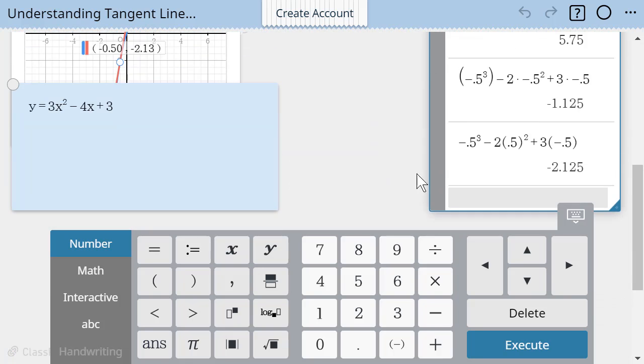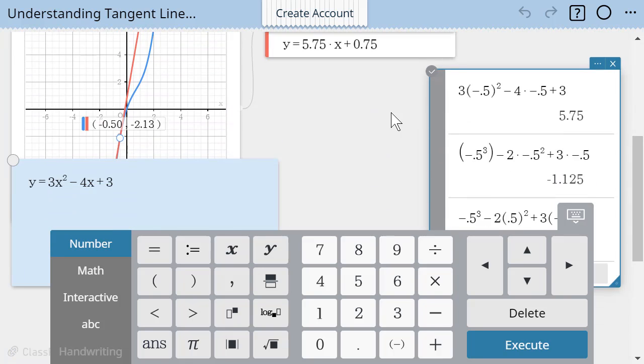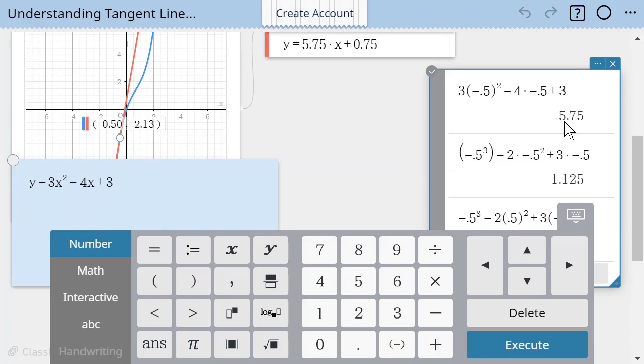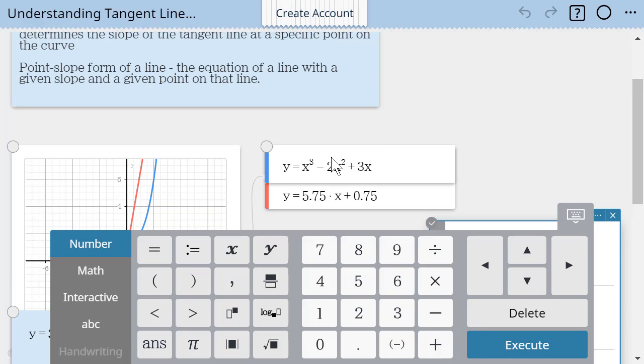I have a slope, which we already know is 5.75 because we figured that out here. And using the derivative, you plug in the value of x to the first derivative, and that gives you the slope of the tangent line. And then I know a point on that tangent line is the given x and the given y, which came from the original equation, so we were just verifying that.